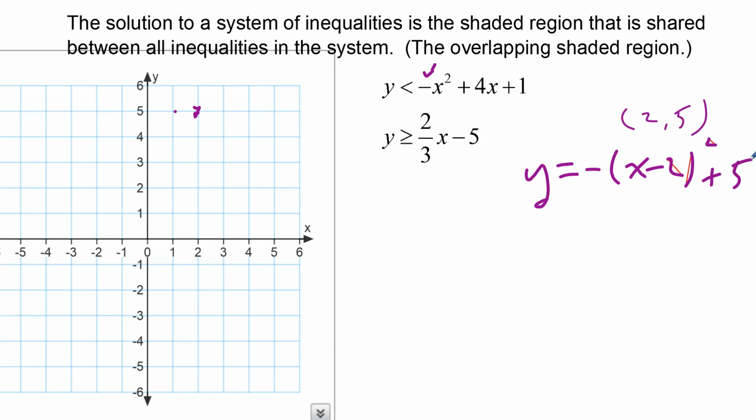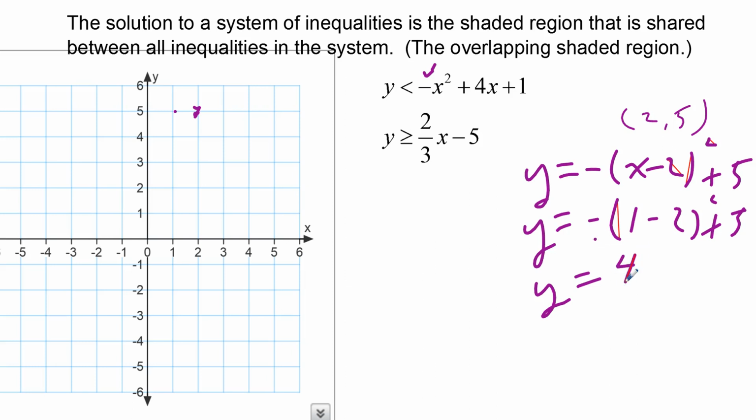If I plug in a 1 for x, that would give me the y value for that point. So I get negative (1 minus 2) squared plus 5. Doing the math, 1 minus 2 is negative 1. Negative 1 squared is positive 1. But then the negative in front makes it negative 1. And negative 1 plus 5 is 4. So I know the point immediately to the left of the vertex is (1, 4).